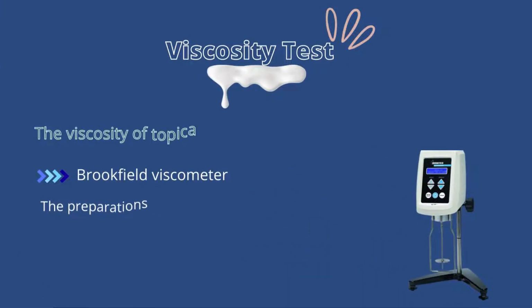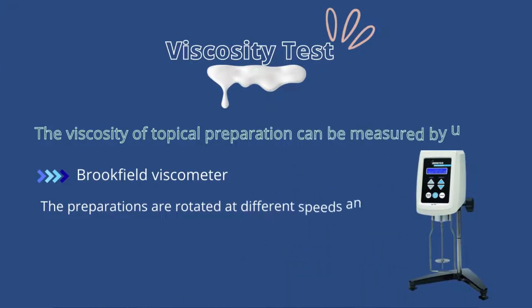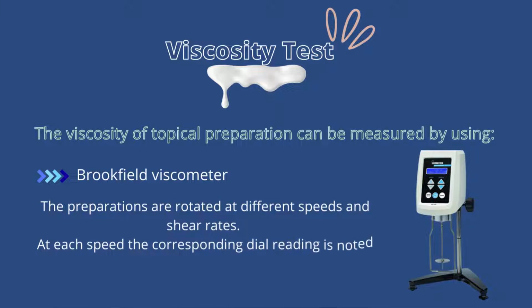About the Brookfield viscometer, the preparations are rotated at different speeds and shear rates. At each speed, the corresponding dial reading is noted depending on the monograph.